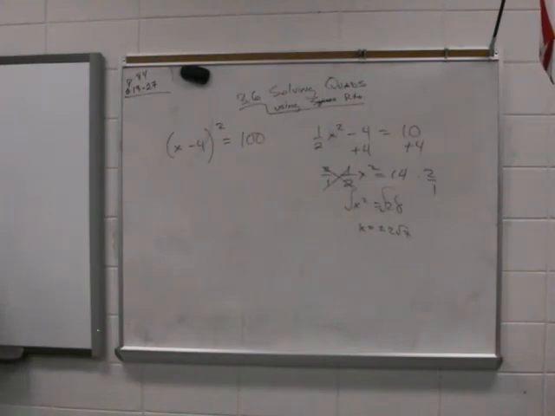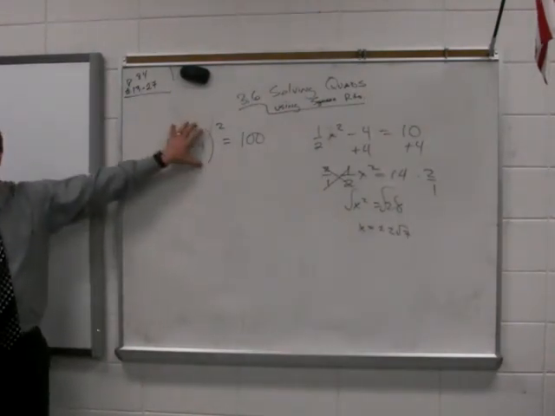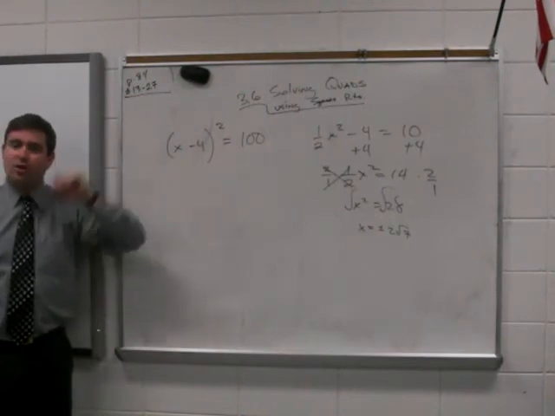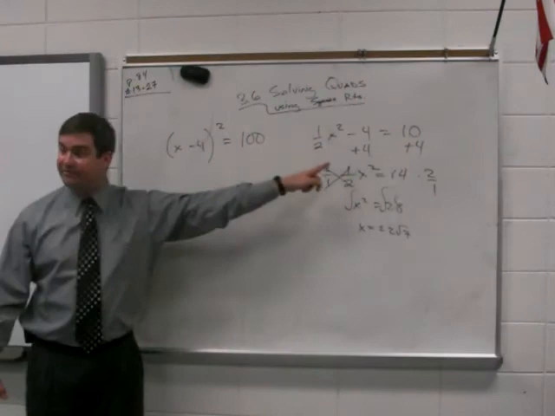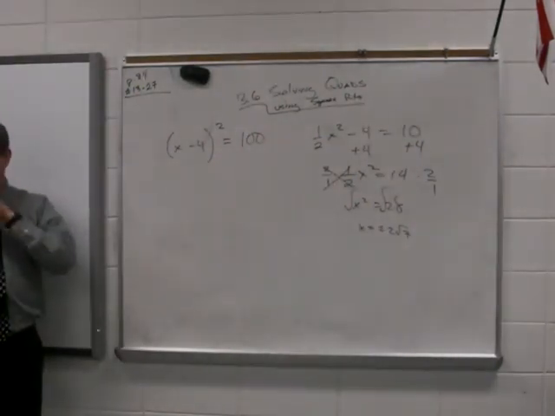All right, so here we go. What's different about this problem? What do you notice right off the bat? Parentheses. Well, you got some parentheses, and it's this stuff squared is equal to 100. So my question is, do I add 4 to both sides like I did over here, or do I go ahead and square root both sides? Which one do I do?